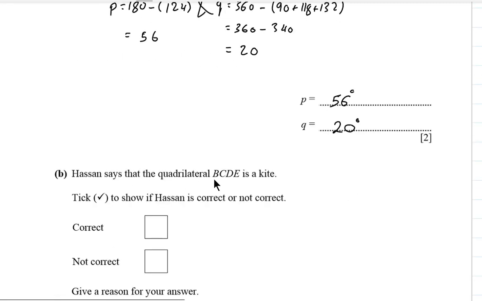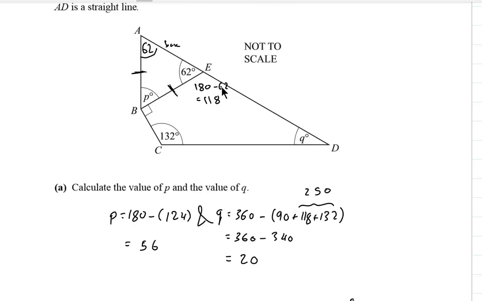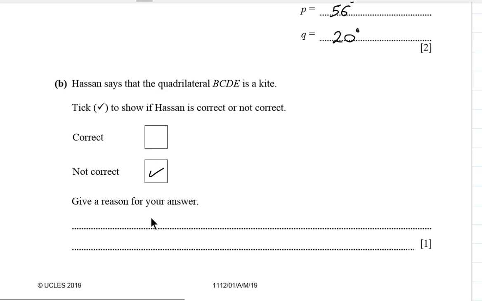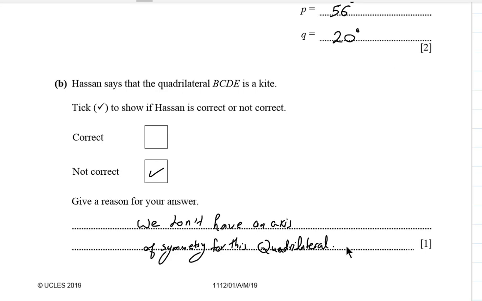B, Hassan says that the quadrilateral BCDE is a kite. Tick to show if Hassan is correct or not correct. The kite is one of the most important and beautiful quadrilateral shapes, but it needs an axis of symmetry. Do we have any axis of symmetry here? Of course not. So Hassan is not correct, and the reason is we don't have an axis of symmetry here.